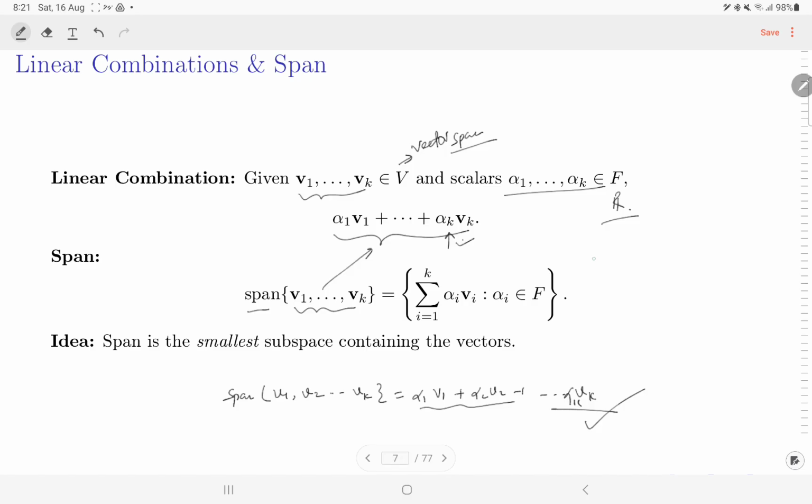Let's say there are two vectors, u and v, in a vector space, and these two are elements of the vector space. So what will be the span? v can be written as alpha 1 v1 plus and so on alpha k vk. u can be written as beta 1 v1 plus and so on beta k vk. So u and v are in the span of v1, v2 and so on, where alpha and beta come from your field.